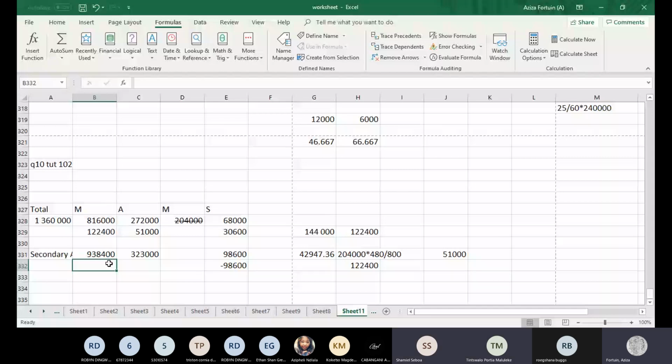Must I go back? Aziza, I'm lost at the 480 divided by 800, that is where I got lost. Okay, let me just explain to you. They said that the book value, right? So 480, you see the example they gave us, the machinery's book value.